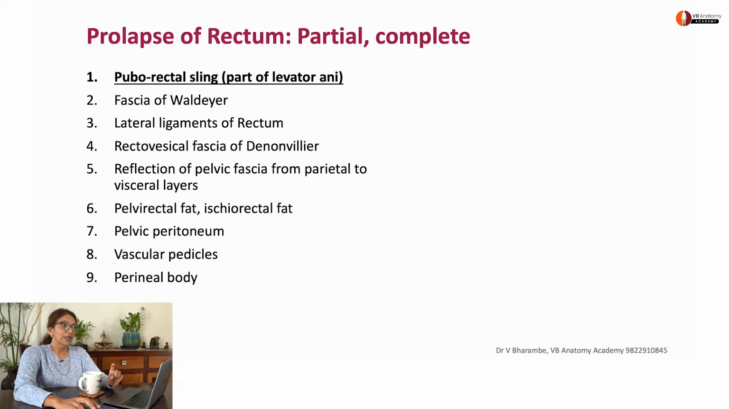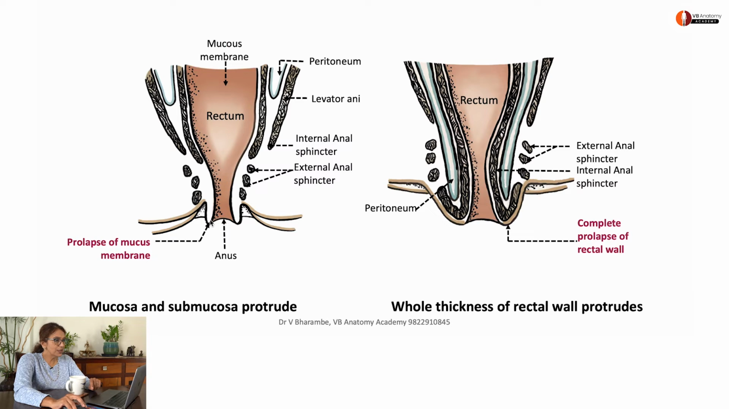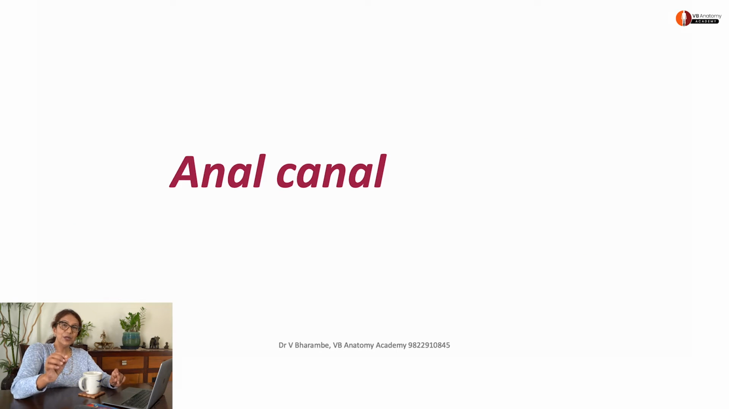But if you lose the puborectal sling, for some reason puborectal sling is damaged, it will result in partial or complete prolapse of the rectum. Take a look. In this case, you can see the mucosa and submucosa protruding out of the anal canal. In this case, even the muscle is protruding out. So this is incomplete and this is complete prolapse of rectum. So with this bit of introduction to the rectum anatomy, let's move on to the anal canal.